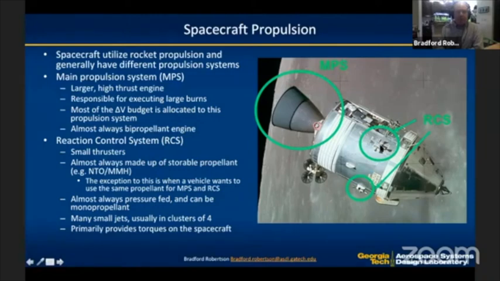And then you also have reaction control systems. These are very small, almost always made up of storable propellants. They could be bipropellant or monopropellant thrusters, almost always pressure fed because you want very quick response. You usually have those in clusters of four so that you can get moment control. While that does provide some attitude control, one of the primary things it does, especially in satellites, is help de-spin your internal systems, such as control moment gyroscopes or reaction wheels.